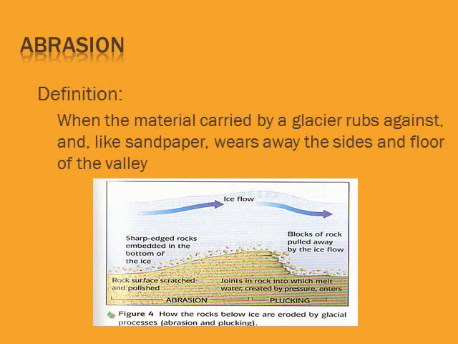Question 2 was about abrasion. And there's the definition of abrasion, isn't it? When the material carried in the base of a glacier is scraped and rubbed against the rocks below, a bit like sandpapering action. That's a good word to use for abrasion. And as it does so, it wears away and it scratches the rock. And as ice flows downhill, abrasion can erode and scratch away the rock.